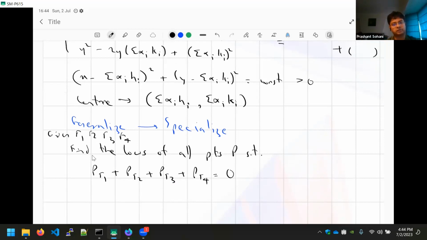So what can you say about this locus based on everything that you've done so far? Oh, sorry. Let me not even do 4 circles. Let me just do it with 3 circles first. What can I say about that locus?